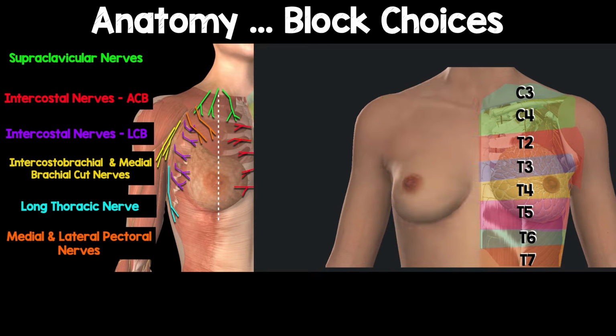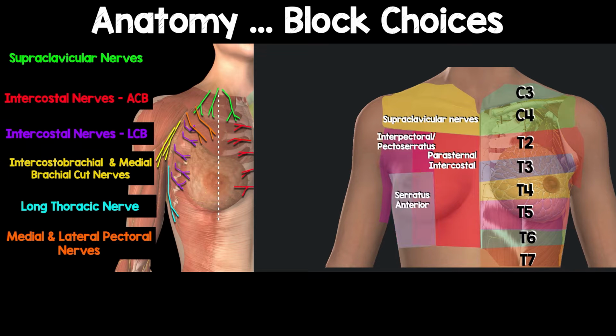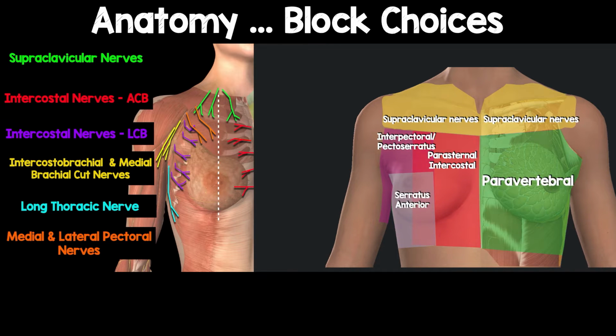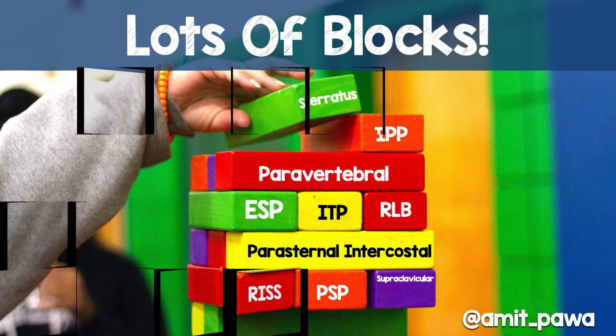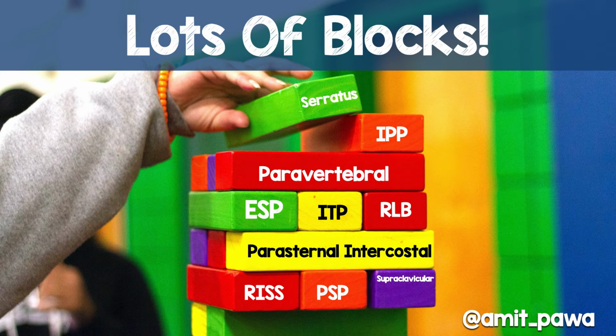So with this information, can we then think about the nerve supply of those different areas in terms of what blocks would aim to cover them? So we clearly got the supraclavicular nerves, the parasternal intercostal nerve block and the interpectoral, pectoserratus, serratus anterior and the paravertebral, and you can look at the different territories that those blocks would cover and how they relate back to the anatomy. So as you can see here, we've got a lot of blocks.